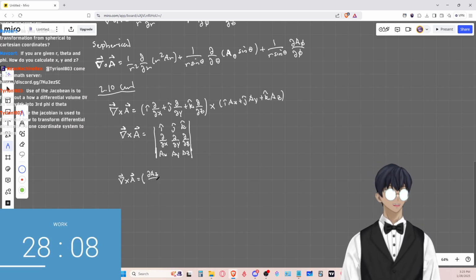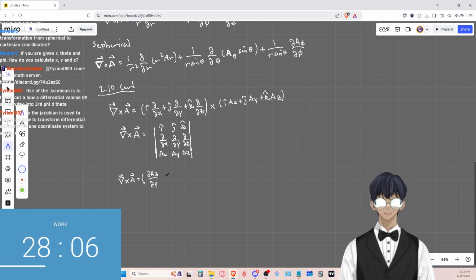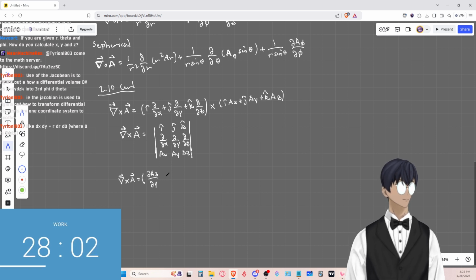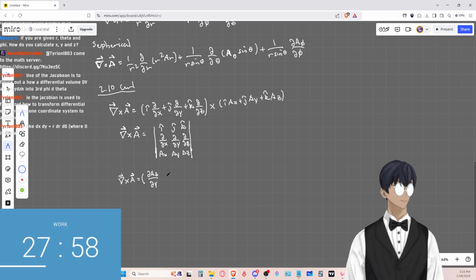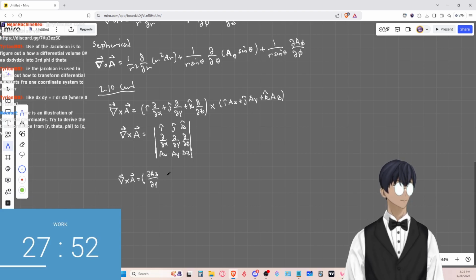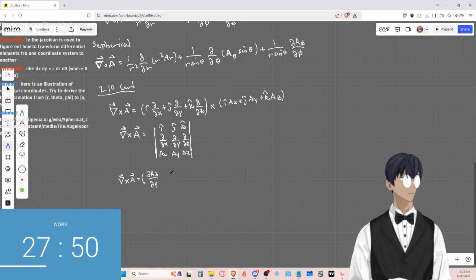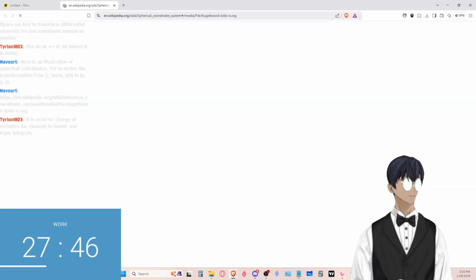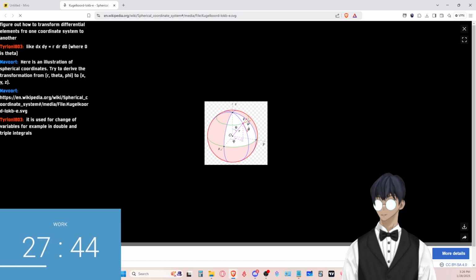Or am I getting my terms mixed up? Like dx dy equals r dr, where it's theta. Okay. Try to derive the transformation from... Okay, what is this? Oh.